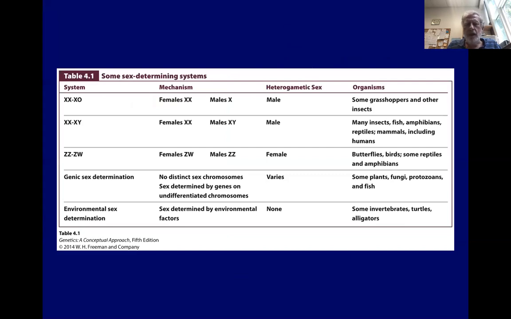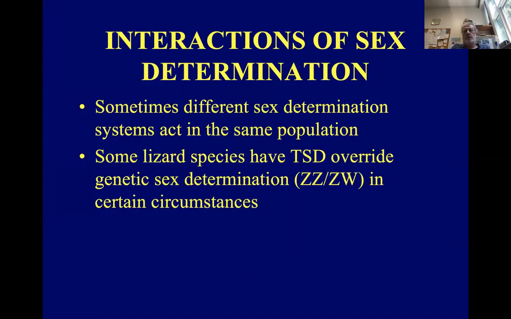So this is table 4.1 from your text, just reviewing some of these sex determining mechanisms. Interestingly, sometimes they can interact. The introductory little story at the beginning of chapter 4 talks about the bearded dragons from Australia, which normally have a ZZ/ZW system, but sometimes that can be overridden by temperature-dependent sex determination, where we get ZZ females that actually can produce more eggs than the ZW females. Quite interesting, I think.